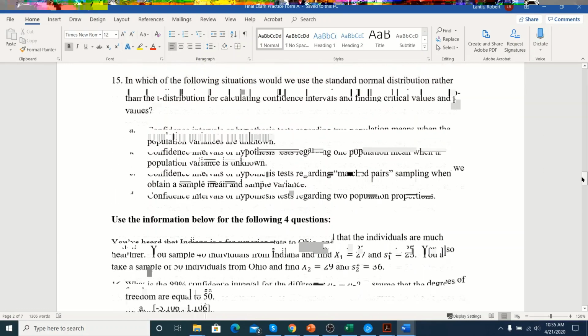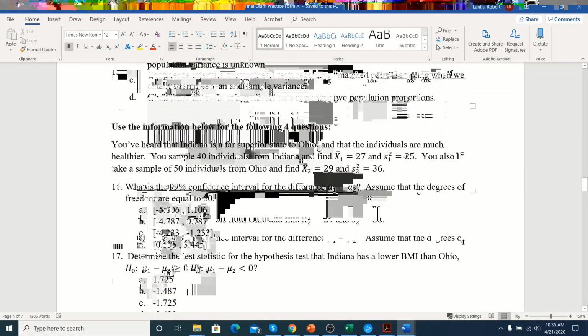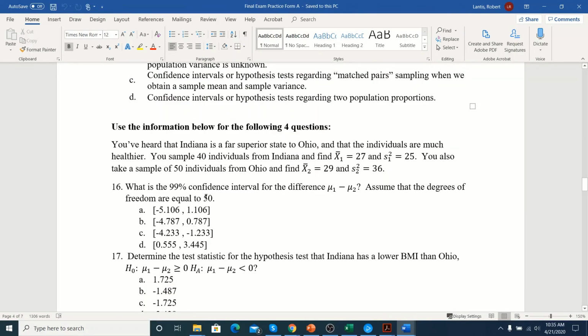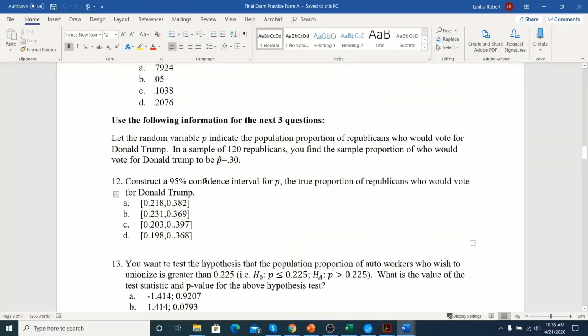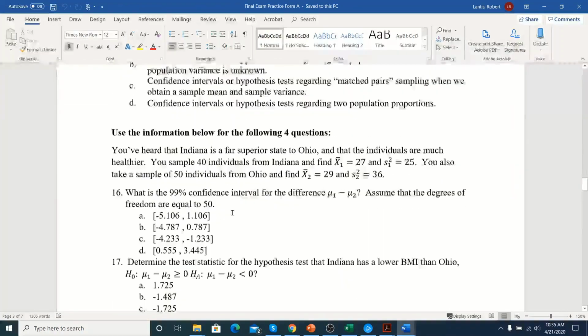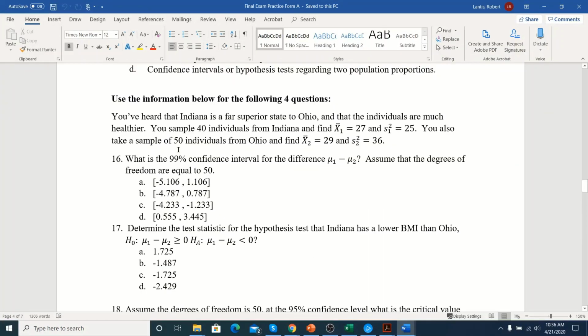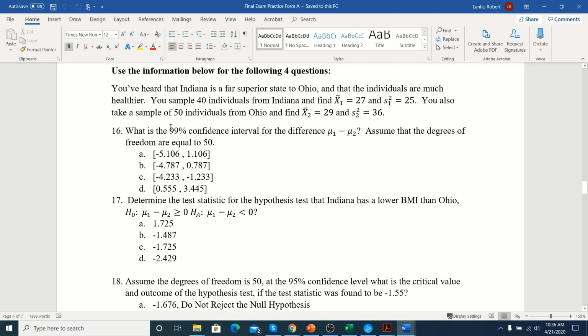I'll go to the newer information, which starts on question 16, looking at two population examples, since we haven't done a bunch of those. I think up here we've got one population example, so we'll start with the two, and if we have some extra time today, we'll start working backwards from 16. Question 16 asks for the 99% confidence interval for the difference between these two population means, and we have to assume the degrees of freedom is 50.